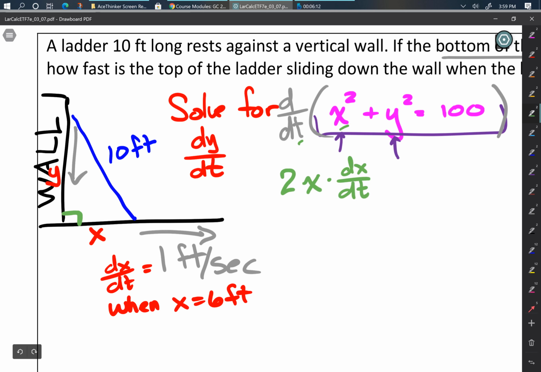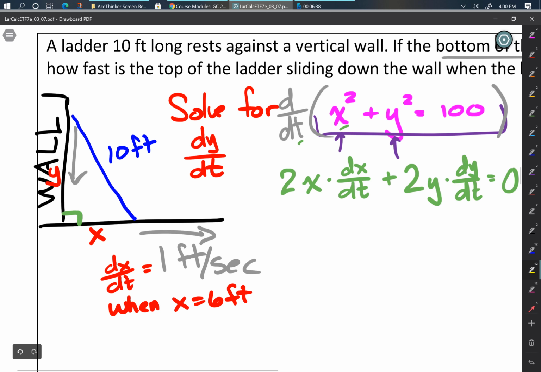Remember, the chain rule says when you have a variable squared with respect to a different variable, in this case x and t, the derivative of x squared is 2x times the derivative of x with respect to t, plus the second term, y squared, is going to be similar. It's going to be 2y times dy/dt, and then of course this is going to be equal to 0 because the derivative of a constant is 0.